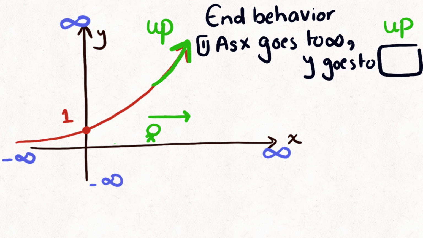Now we will do the second one, which is as x goes to negative infinity. We want to test the red graph, or y, to see where it will go.